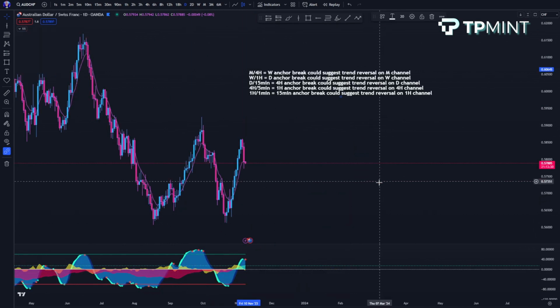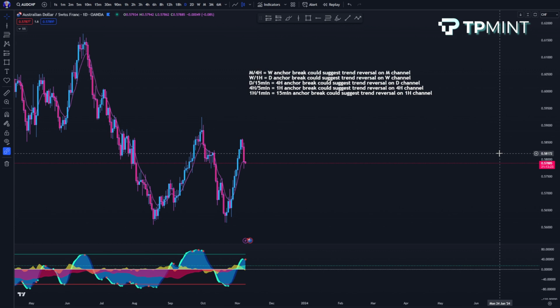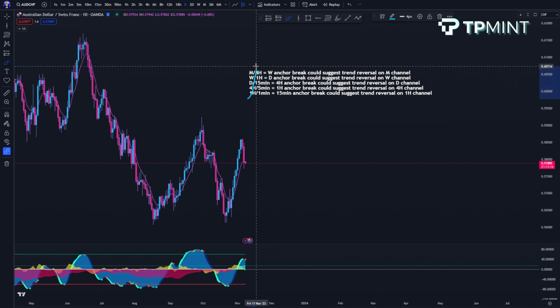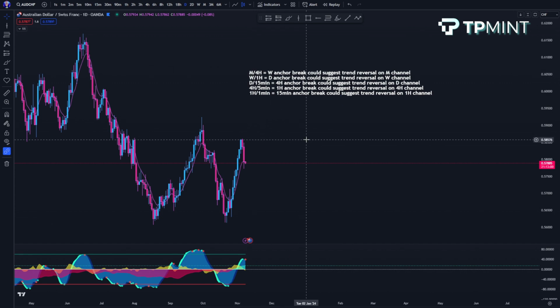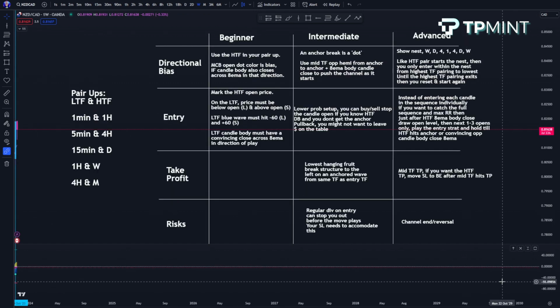So that's my cheat sheet for if you are trying to navigate a trend reversal on your respective time frame pair up. Just bearing in mind that sometimes if a trend is really powerful and it's pushing up from the lower pair ups to the higher pair ups, you're probably going to have to wait for the higher time frame's corresponding lower time frame anchor wave to be breaking anchor to get out of that trend reversal. And this is the overall final cheat sheet for this video series.